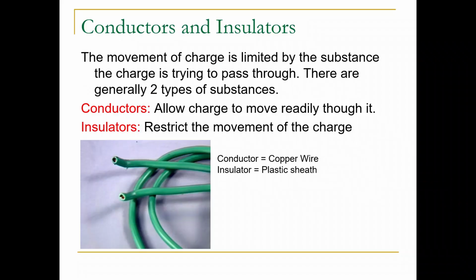So for example, wire is made out of a conductor, which is the copper inside, and then the insulator on the outside is usually some sort of plastic that prevents the charges from escaping from the wire. So that way electricity can flow freely into your house without you being at risk of being electrically shocked.